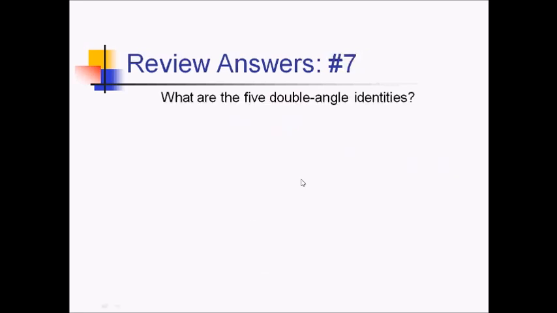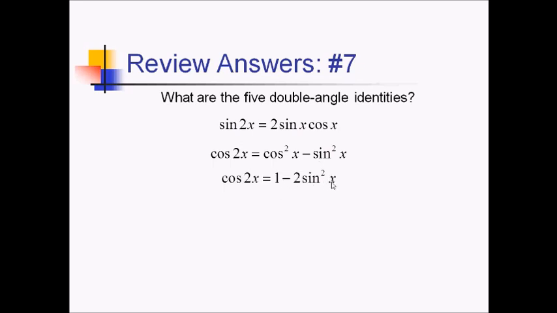For this one, we just have to list the 5 double angle identities. So sine of 2x, that's just going to be 2 sine of x cosine of x. Cosine of 2x, that has 3. We've got cosine squared x minus sine squared x. It also is equivalent to 1 minus 2 sine squared x. It is also equivalent to 2 cosine squared x minus 1. So if you see any of these 3, we're really just talking about cosine of 2 times x. And then lastly, tan of 2x, that's equivalent to 2 tan of x over 1 minus tan squared x.